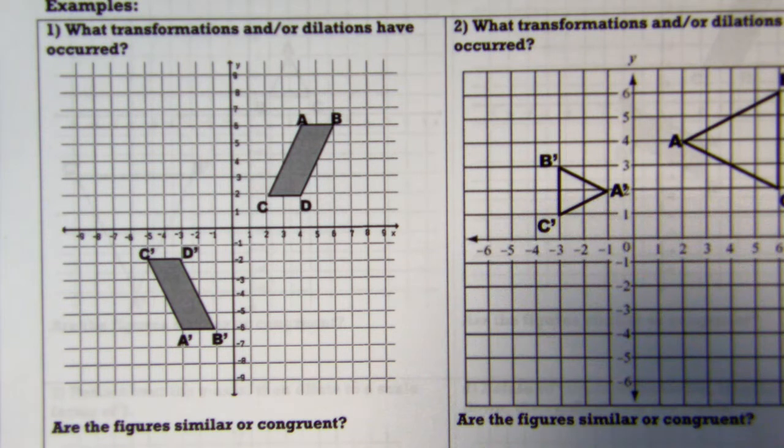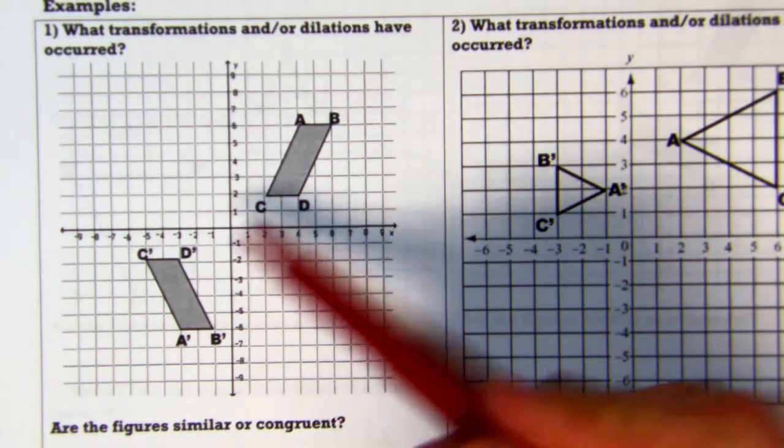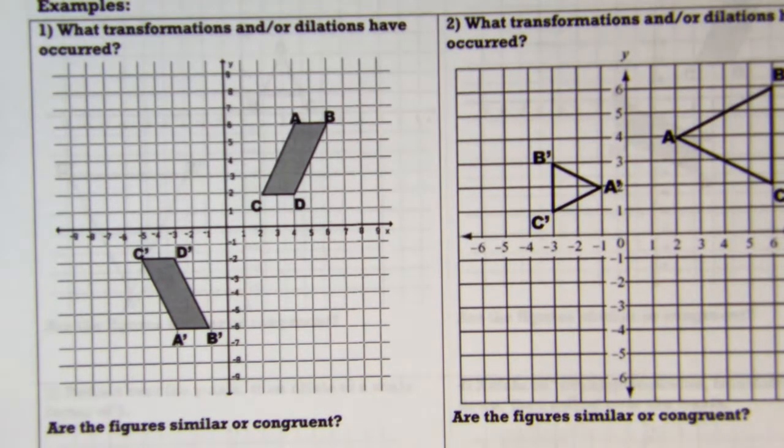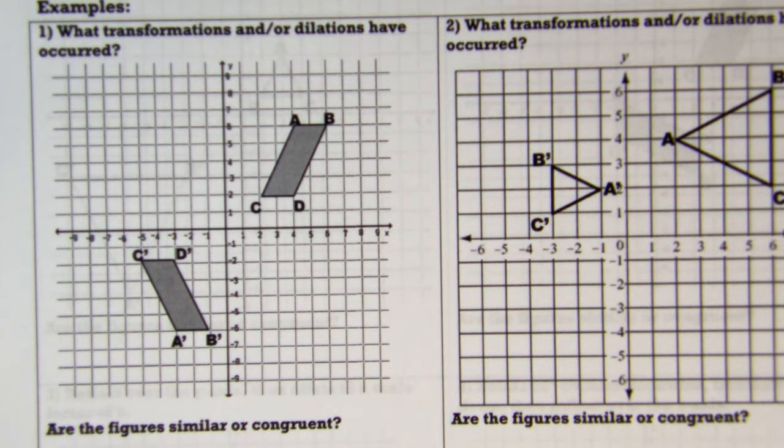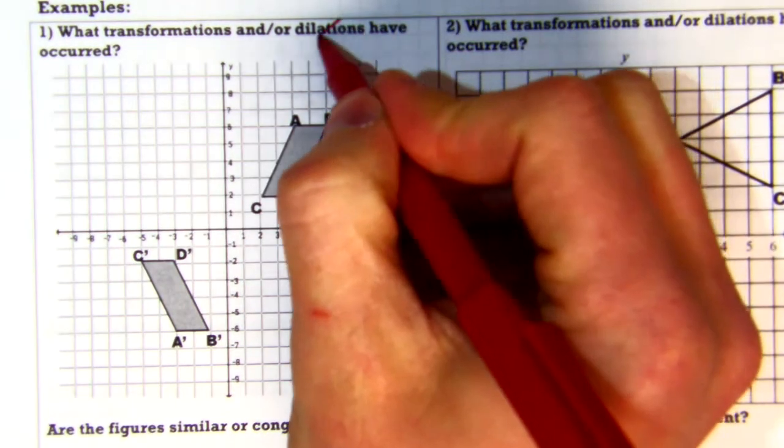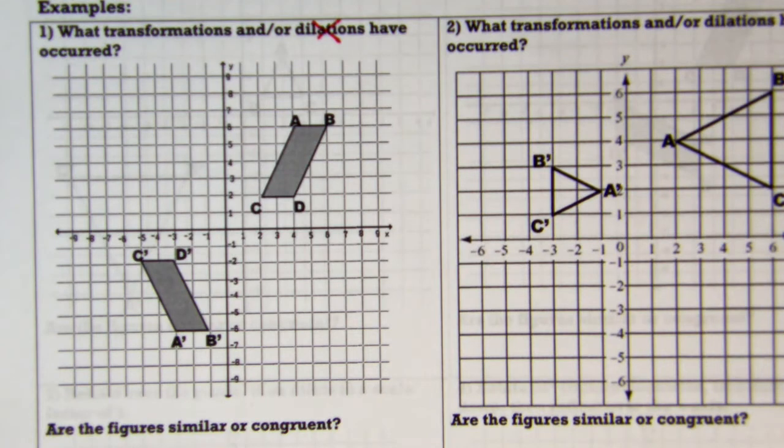So we always want to look at first when we do these, do I see a dilation there? And there is none. Our shape is the same size. So we're just going to cross dilation out. Okay, so now I'm going to be working with translation, rotation, or reflection.